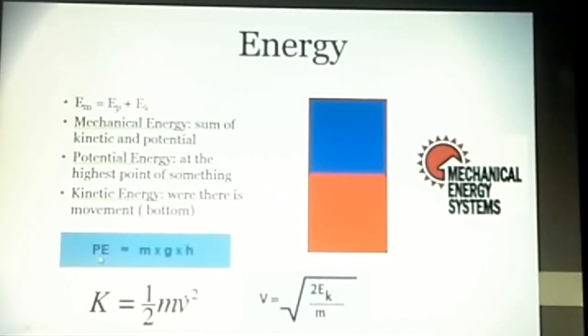If you want to know potential energy, the formula is mass times gravity times height. Then, to work out kinetic energy, it is 1/2 times mass times velocity squared. If you don't know the velocity, but you know the kinetic energy, you can use this other formula, which would be the square root of 2 times the kinetic energy divided by mass.